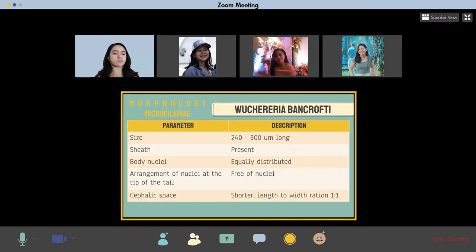The morphology of Wuchereria bancrofti is the most significant differentiation from other species. It has three forms: the microfilariae, the third stage larva, and adult form. The third larva stage is the infective stage of the parasite. The microfilariae are 240 to 300 micrometers long.